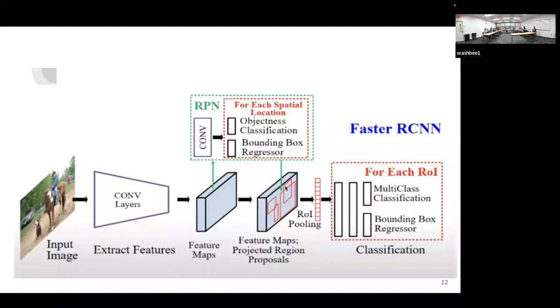So what exactly is the RPN, because the other parts are probably kind of straightforward. The feature map that is generated from the input image by the convolutional neural network is passed into the RPN.